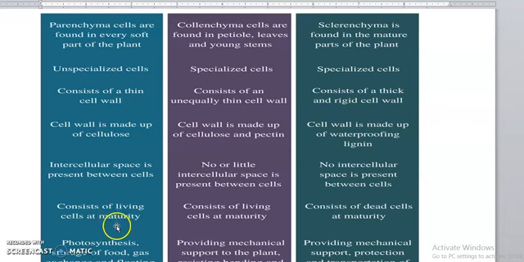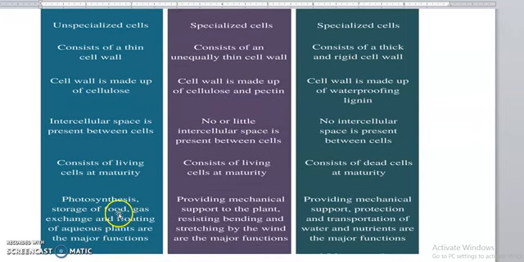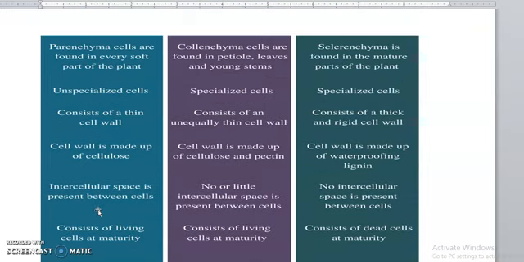Consists of living cells at maturity. Once they are mature, they remain alive, and they help what? Photosynthesis, storage of food, gas exchange. This is the function that we will discuss from the table which is represented in your book. Let's go to the second type.